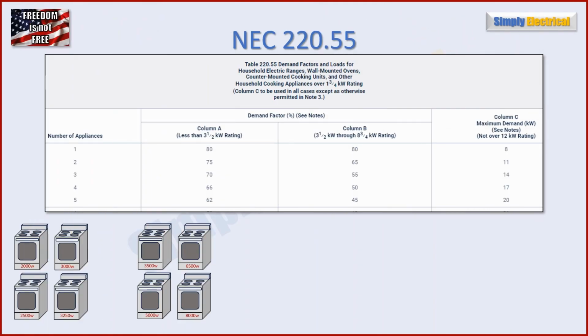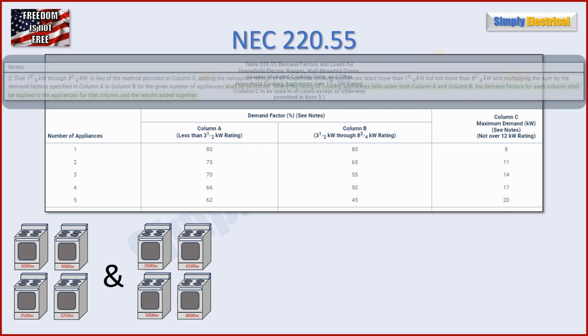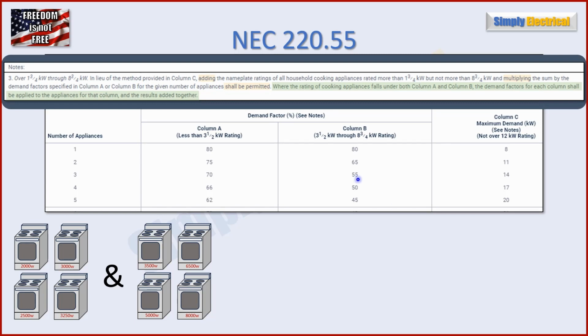Now let's consider what happens if some of the ranges fit into column A and some land in column B. Here we have the same 8 ranges from the previous slide, but now we're going to put them all on one feeder. So 4 of them are in column A and 4 in column B. And if you remember, the second sentence of note 3 tells us where the rating of cooking appliances falls under both column A and column B, the demand factors for each column shall be applied to the appliances for that column and the results added together. So we have to take each group according to the column it falls in. Then, after applying the corresponding demand factors, add the 2 group totals together.